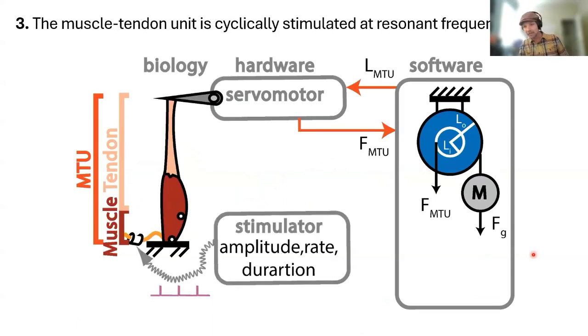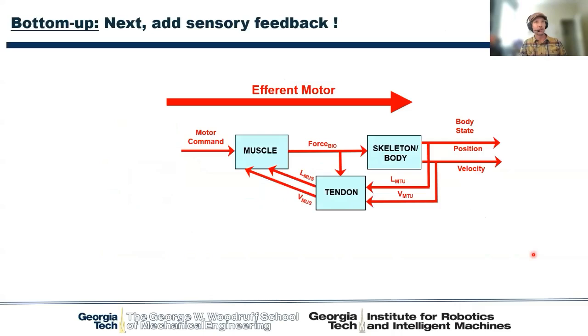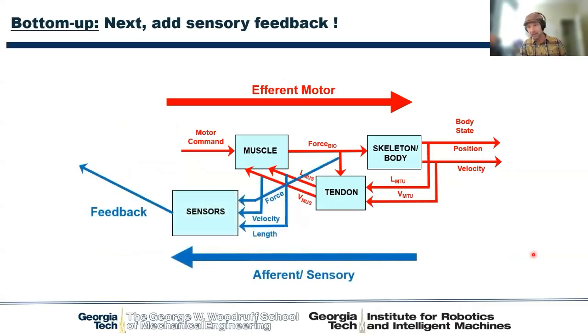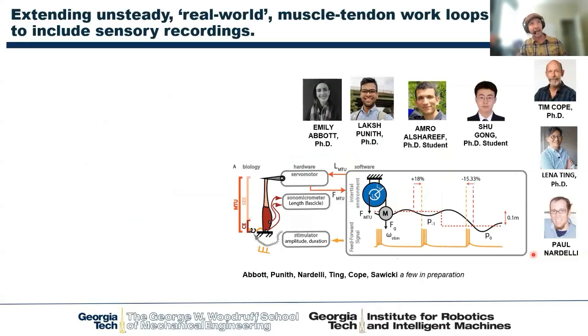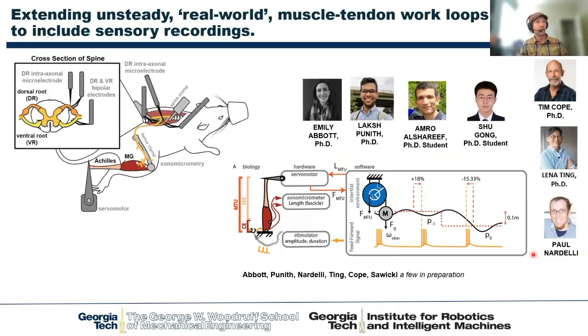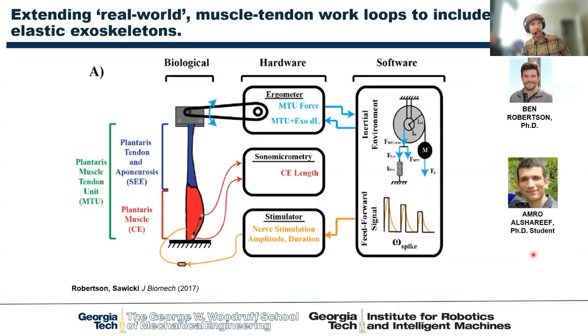Okay, so that's basically the crux of it. That's how you bring real world loads in. How do you get some more of the detail of that complicated cascade of feedback loops to work? Well, on the sensory side, we've been trying to use different preparations where we can record from the spinal cord. This is work led by Emily Abbott with some help from Laksh Punuth and Amral Al-Sharif and Shu, who are bringing it forward. But the idea here is to do exactly what I just showed you, but also make recordings from the sensory side of the house to try to understand how these closed loop behaviors that now involve sensory feedback might be. Other things you can do are add exoskeletons or other external environments into your coupled model in software, and we've done some of that too.